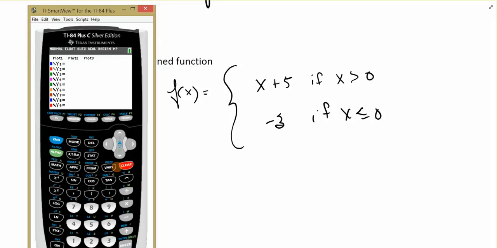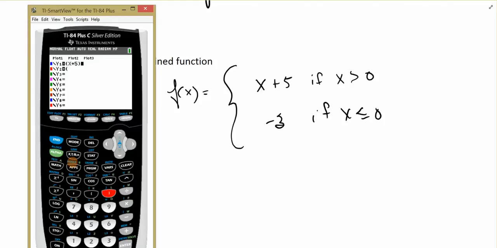All right, when you do these, the function itself, the x plus 5, needs to be in parentheses. The parentheses are above the 8 and the 9, so you're going to hit your open parentheses above 8. Right there. And you're going to put x plus 5. Everybody know where the x is? The variable key? All right. So we're going to do that.